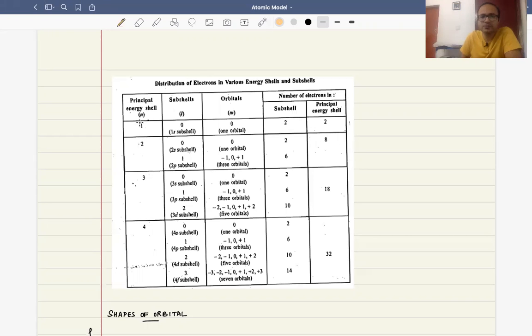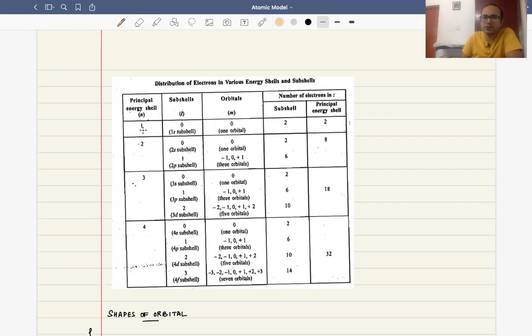Here the first column represents the principal quantum number, the second column represents the azimuthal quantum number, the third column represents the magnetic quantum number, and the number of electrons that are possible in each of the orbitals is what is calculated in the fourth and the fifth column. Let us look into each of them individually.